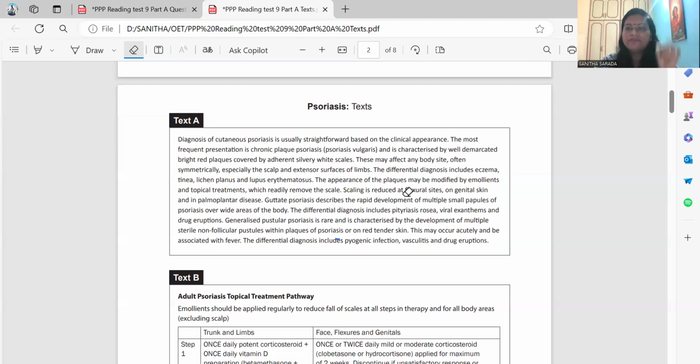I repeat once more, why are you not getting 20 out of 20 in OET reading Part A? You are not underlining the keywords. We are human beings, sometimes we forget. So you have to underline the keywords and keep them in your mind when you are approaching the answers in the passage. Got it? If your keyword is not there in the passage, your answer is not there.